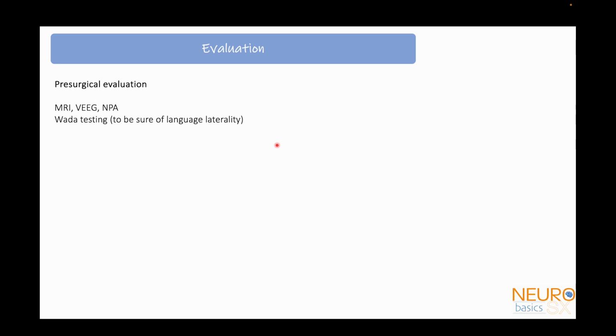Right, so the standard evaluation you would do for hemispherotomy, including an MRI, a video EEG, and a neuropsychological assessment, for all patients before they're even considered for surgery. An important test you might want to consider in these patients would be VADA testing, because you want to know if language actually has shifted to the opposite side or not.